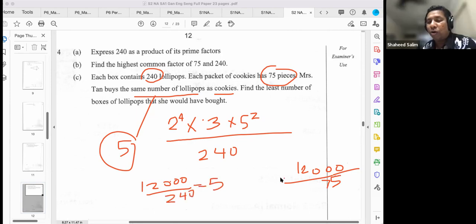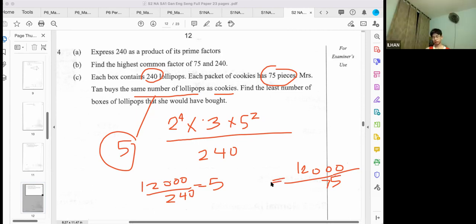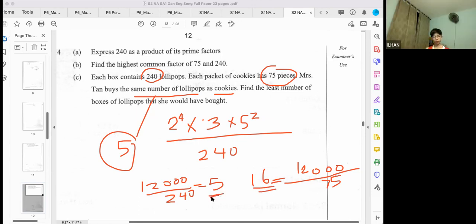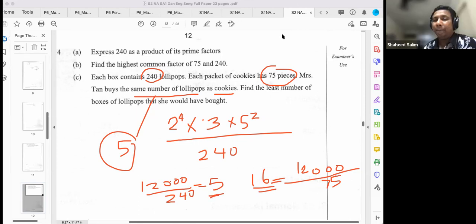But for cookies, how many you get? 16. How you get it? You understand? You find the LCM and then you divide by the number in the packet.